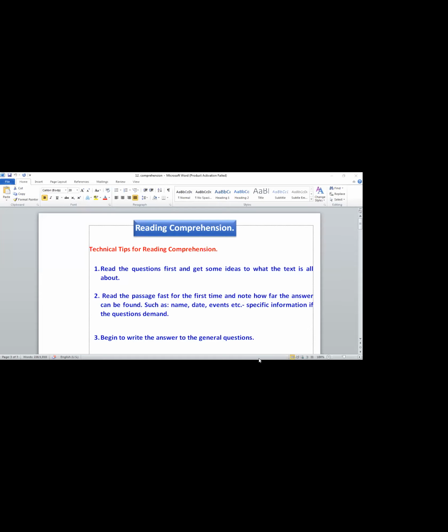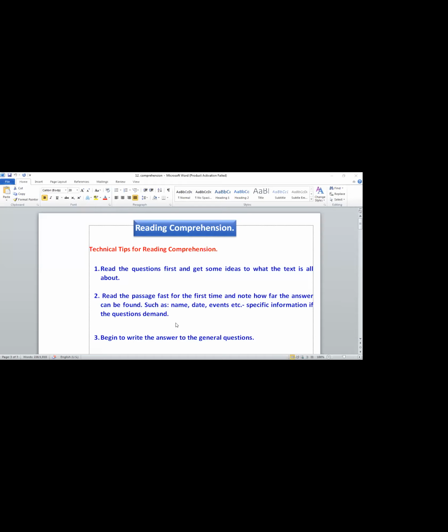So, dear participants, today we are talking about reading comprehension. When we do reading comprehension, what are the things that we have to take into consideration? Generally when people start reading comprehension, there are certain complaints: I didn't understand the vocabulary, I couldn't get what the text exactly says. So there are certain tips and tricks that you must take into consideration while doing reading comprehension.